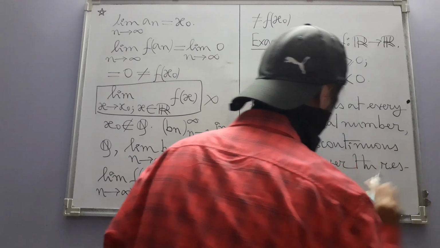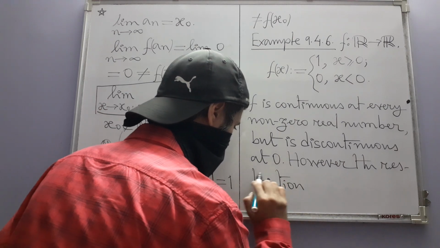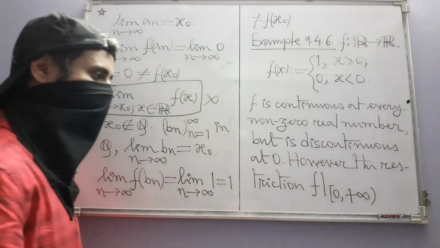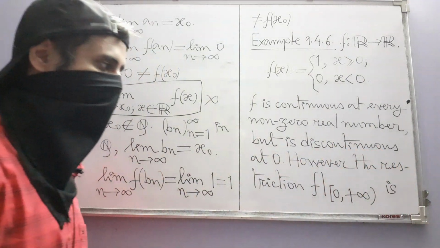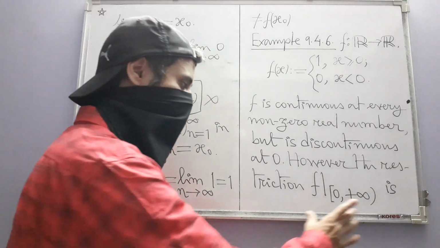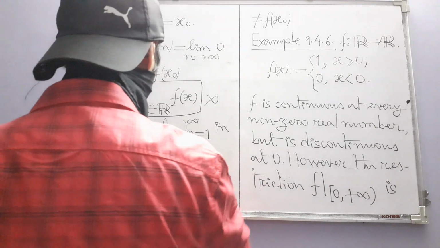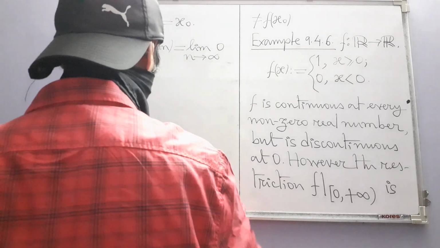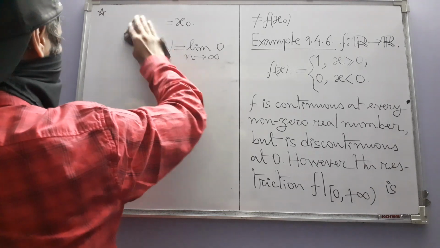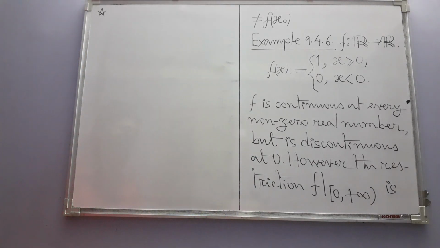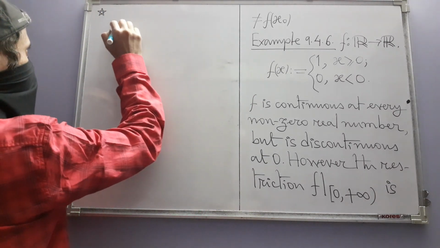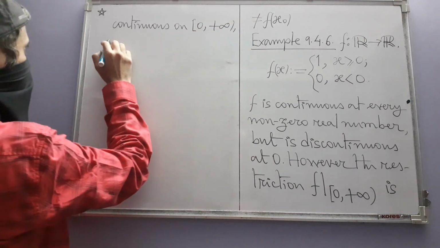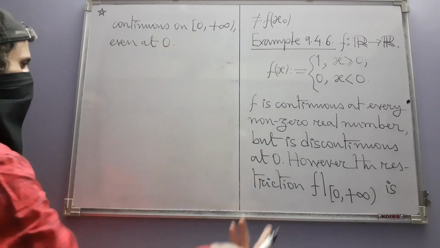However, if one restricts the function f to this interval, the set of all non-negative real numbers, then it is continuous everywhere on its domain. Of course it is this, not the entire R but this, and now it becomes continuous everywhere on its domain, even at 0. So this is a little different from what we had in case of that SGN function. Even at 0 it is continuous.